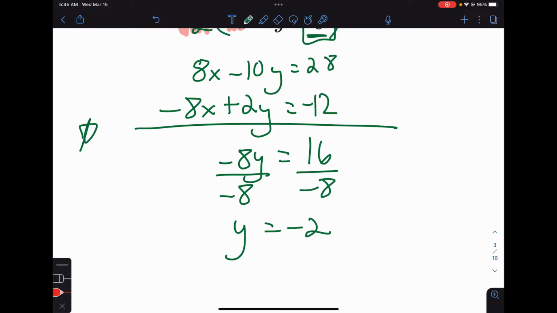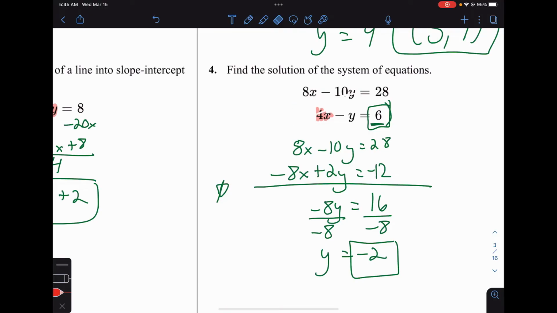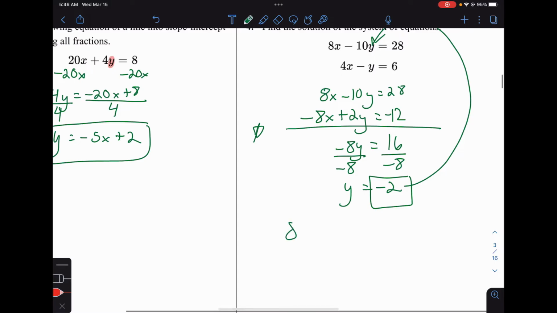So now we solved for one of our variables. To get our other variable, we're going to take our negative 2 and plug it into one of the original equations. It doesn't matter which one you plug it into. Let's go ahead. We'll just, again, plug it into my first one. All right. So we're going to do 8x minus 10 times negative 2 equals 28.